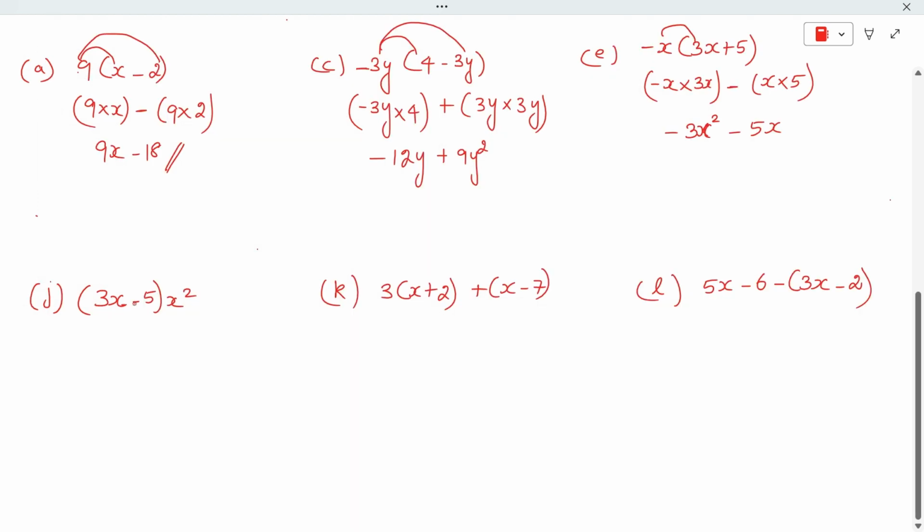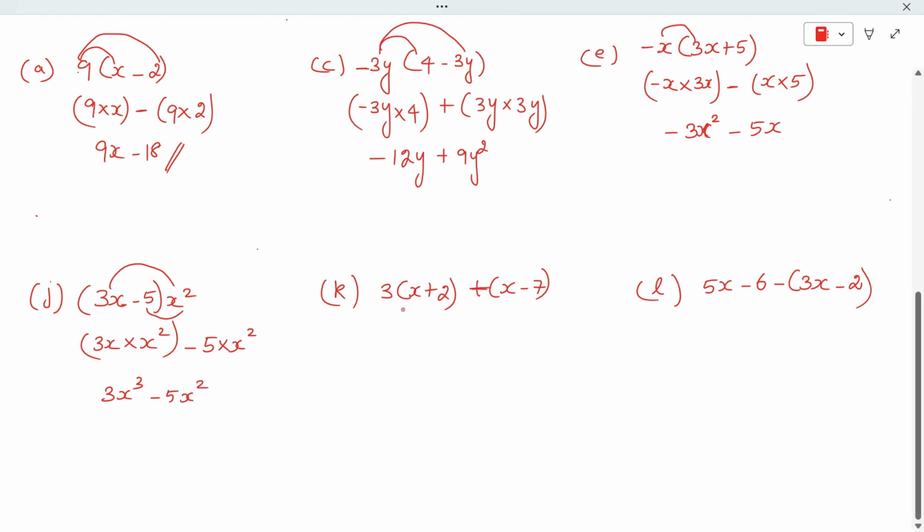In J, here we have two terms in the first expression and a single term in the second expression, and I'm multiplying, right? So 3x times x square, and come to the second term of the first expression and multiply it with the first term. So it is minus 5 times x square. So you will get 3x cube minus 5x square.